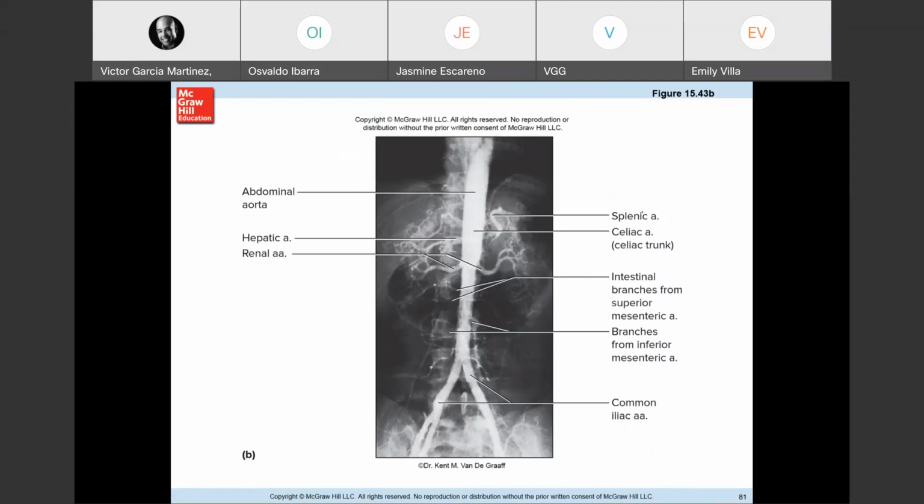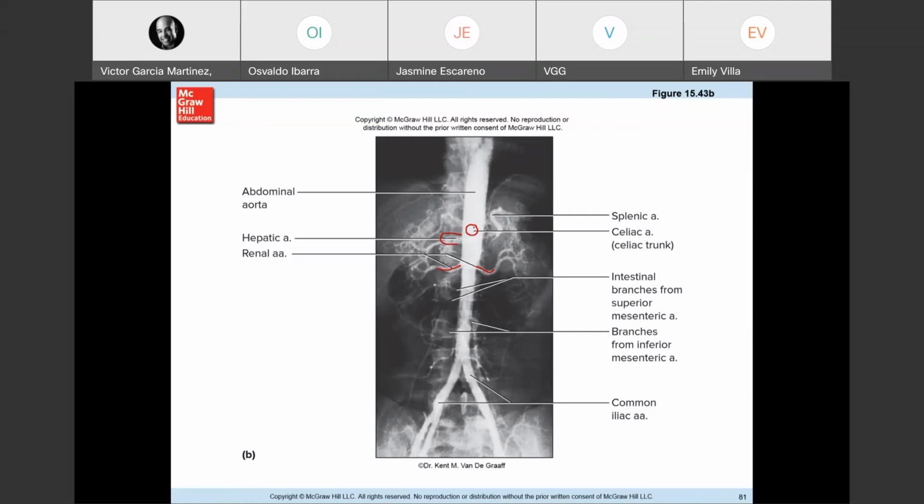As you can see here, this is an image of the abdominal aorta and common iliacs. You can see here a branch for the liver, which is the hepatic artery. You can see here both renal arteries, this for the right side, this for the left side. You can see here the celiac trunk, which is the first branch in our abdominal aorta.